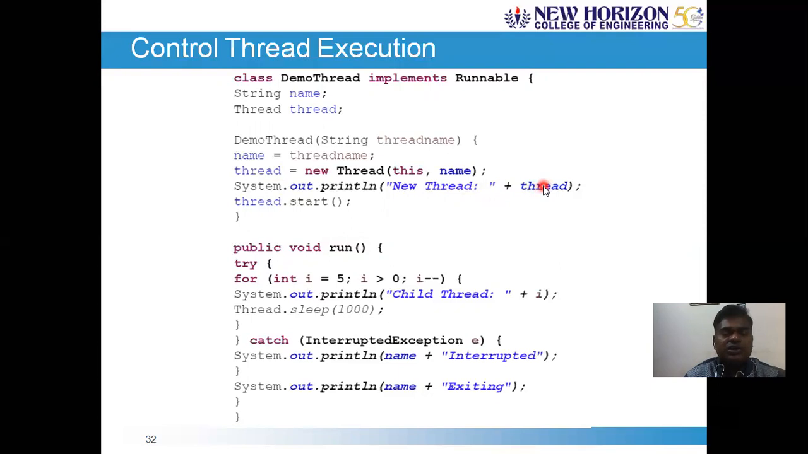In this particular example, I'm creating three threads: thread A, thread B, and thread C. So new thread plus whatever the thread name is, whether it is T1 or T2 or T3, that label will be displayed here. And after that, you can make a thread start by calling a function called start. In turn, it will call the run method.